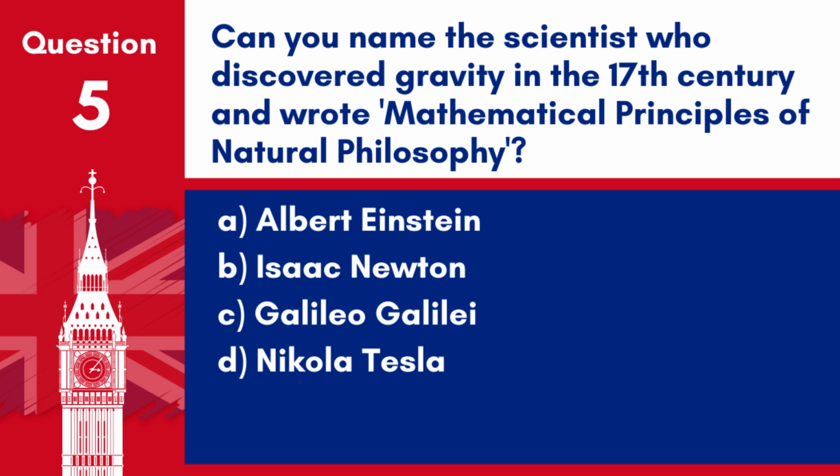Question 5. Can you name the scientist who discovered gravity in the 17th century and wrote Mathematical Principles of Natural Philosophy? A. Albert Einstein, B. Isaac Newton, C. Galileo Galilei, D. Nikola Tesla.